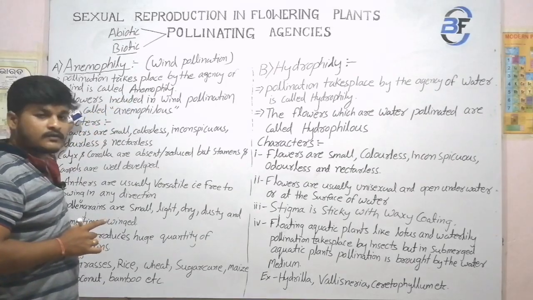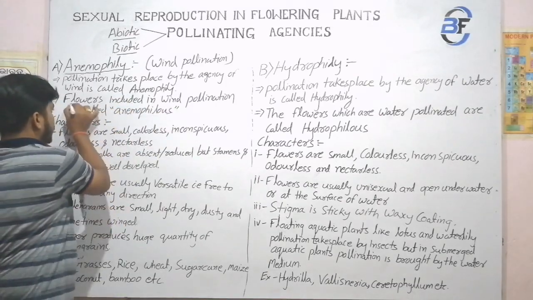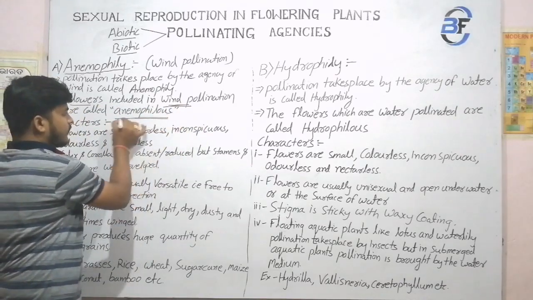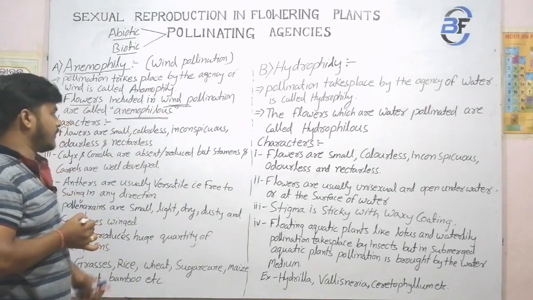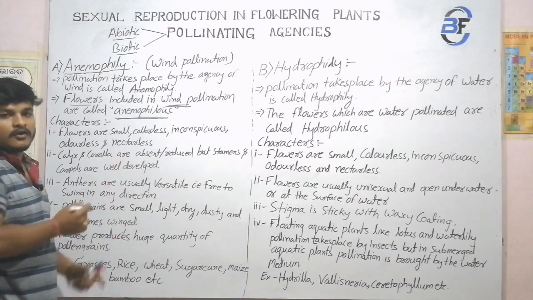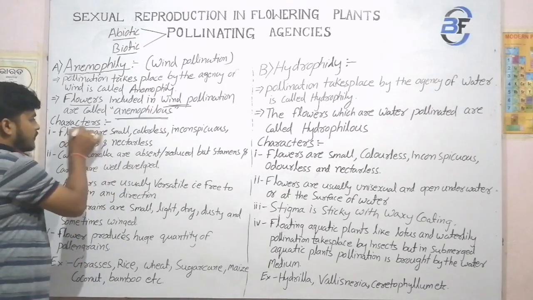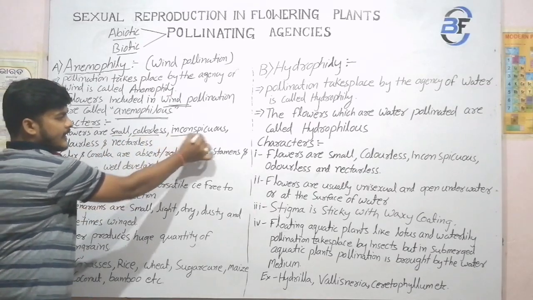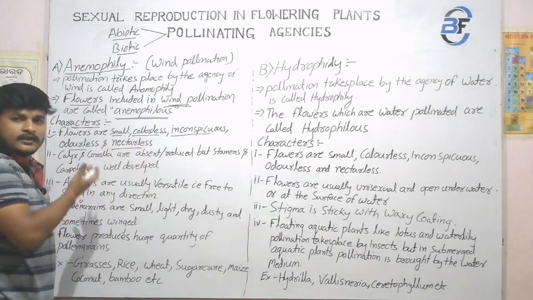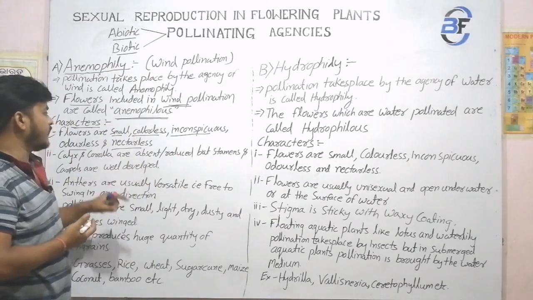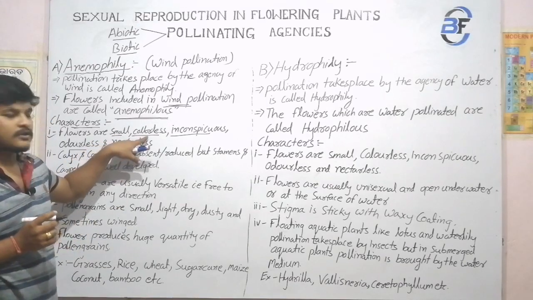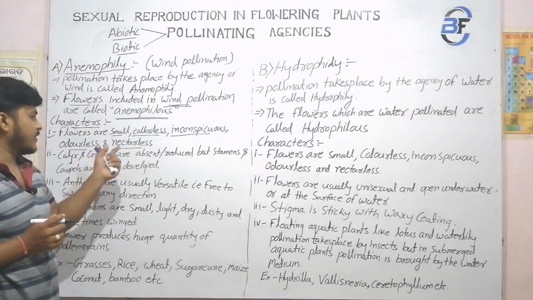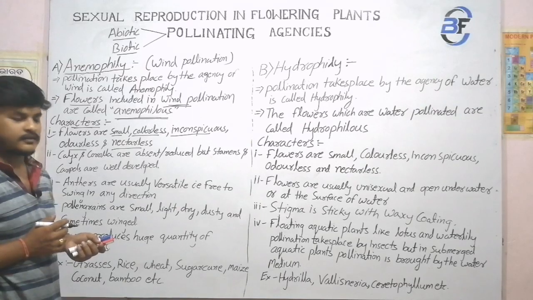The flowers which are included in wind pollination are known as anemophilous flowers, and the anemophilous flower has some characteristics. The first: flowers are small, colorless, inconspicuous, odorless and nectarless. The flowers are mostly small in nature, colorless, inconspicuous, odorless, that means no scent is there, and nectarless, that means no nectar gland is present.